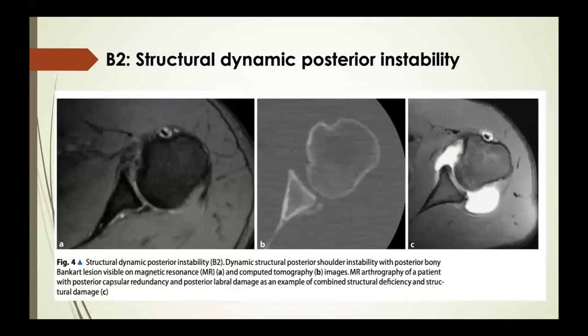load and shift test. So this image shows the MRI of shoulder instability with posterior bony Bankart in the first image, whereas the second image shows in the CT there is a bony lesion in the posterior aspect, and third is the MRI arthrogram, where you can see there is a posterior labral damage combined with the structural deficiency.